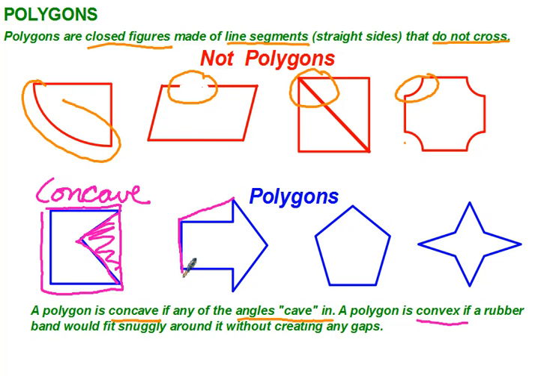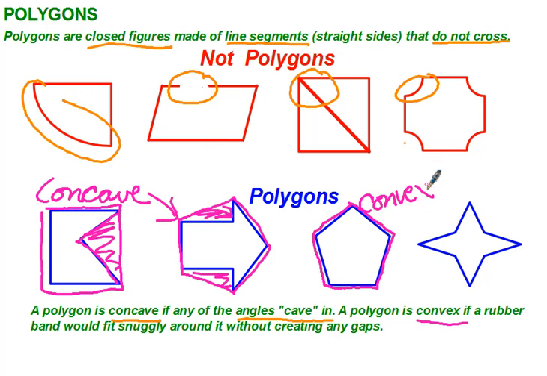Again, if we put a rubber band around this figure, you could see that it would cave in right here and right here. So again, we call this a concave. Now, if we put a rubber band around this figure right here, it would fit snugly. So this is called a convex polygon. This again would be concave because if we put a rubber band around it, we would create the gaps right here where the angles cave in. So this one would be concave.